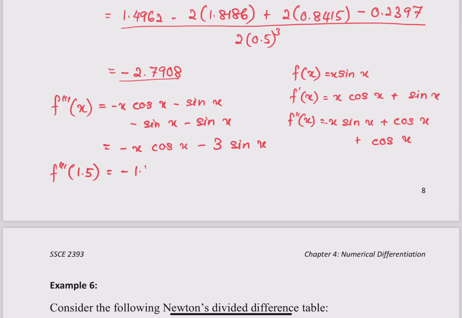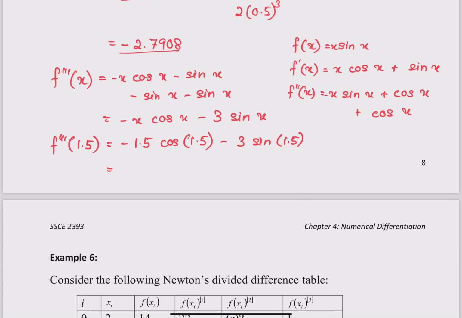minus 1.5 cos 1.5 minus 3 sine 1.5, and if you use the calculator, what you will get is minus 3.0986, the exact value of the third derivative at point 1.5. And don't forget to use radian mode on your calculator when you calculate cos 1.5 and sine 1.5 here.